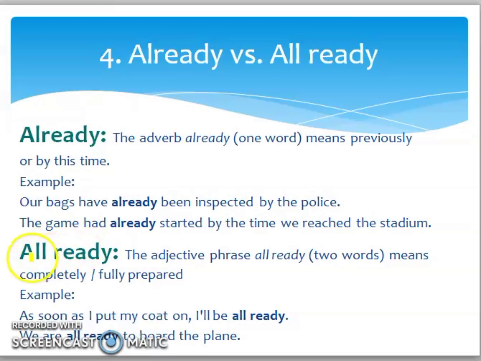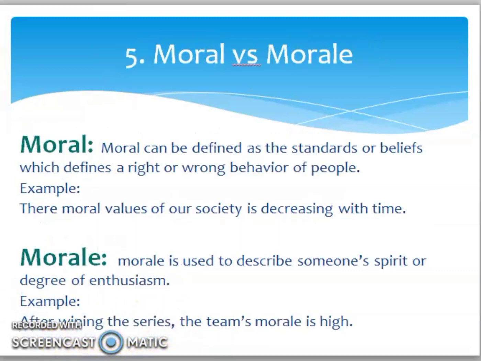Now, the second word, all ready, it's written with space. The adjective phrase all ready, when it appears as two words, means completely or fully prepared. Example, as soon as I put my coat on, I will be all ready. Means completely prepared, completely ready. We are all ready to board the plane. All ready means completely ready or fully prepared. Moving to the next.